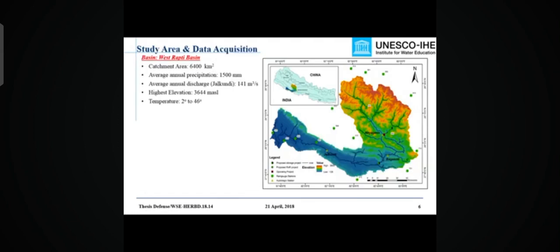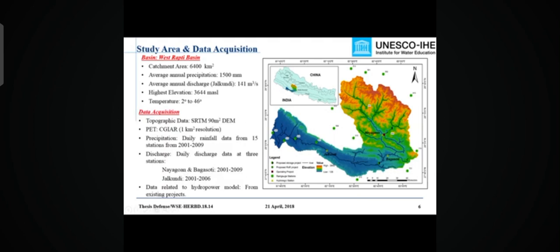So this is the basin where this framework was tested. It is known as the West Rapti Basin, with a catchment area of almost 6,400 square kilometers, located in the midwestern region of Nepal. The data used are topographic data, potential evapotranspiration data, precipitation data, discharge data, and a few other data required for the hydropower model. The precipitation and discharge data are observed data at the daily time scale, whereas the topographic and potential evapotranspiration data are remotely sensed data.